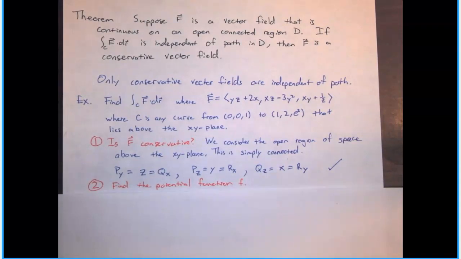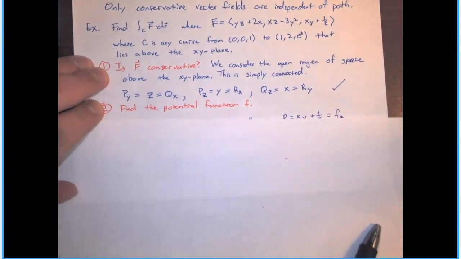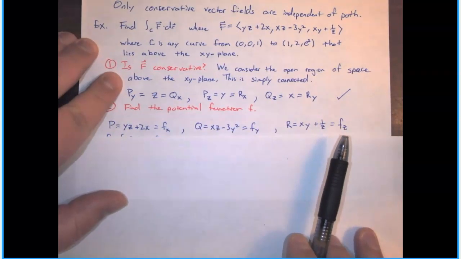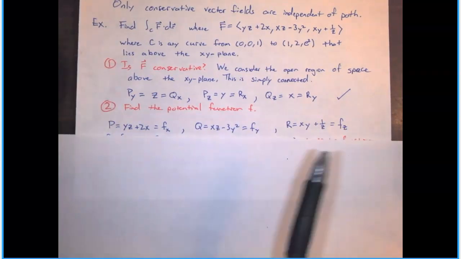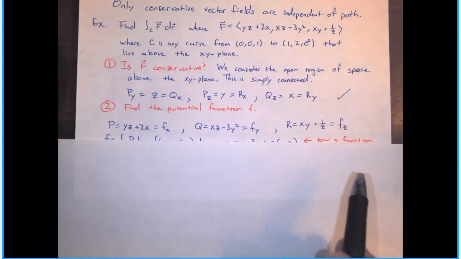Now I need to find the potential function. Again, I'm going to use method 2. It's going to be a little more involved this time, because now I have three pieces of information. I have three components in my vector field, and eventually I'm going to end up using all three of these pieces of information. So first, let's just write what we know.